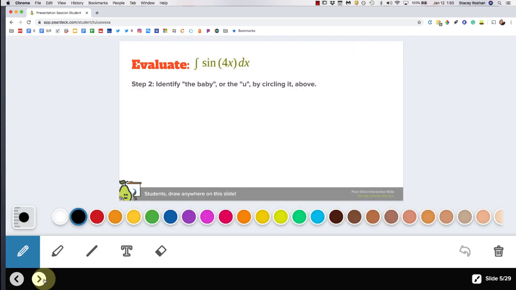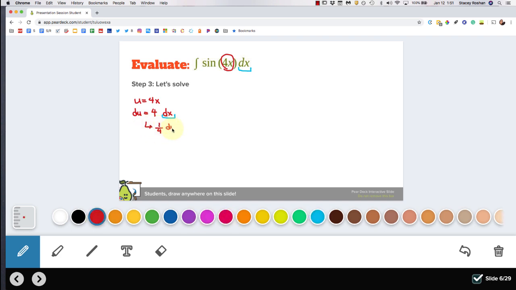So let's go ahead and identify the baby. So hopefully you see in this problem, sine of 4x, that 4x is going to be our u. All right, let's go ahead and solve it. Our u is that 4x, meaning our du is going to be, the derivative of 4x is just 4 dx. Now, if we look at this problem, we only see a dx, not a 4 dx. So we want just a dx to be able to replace it with. So let's divide both sides by 4, 1/4 du. We can sub in for the dx.